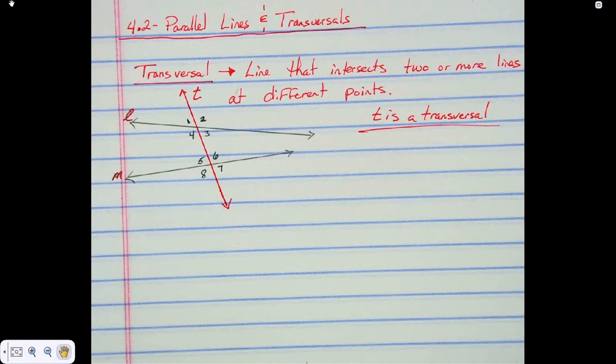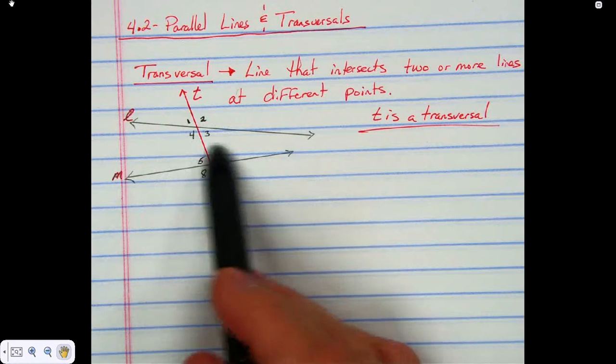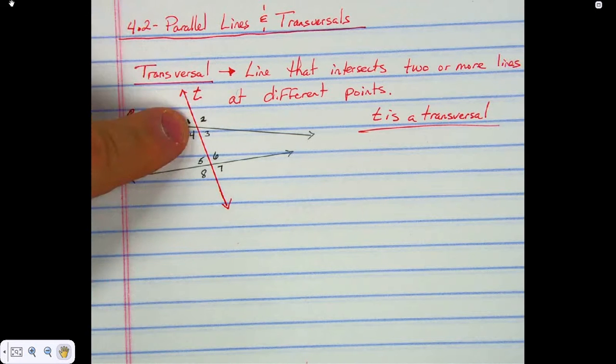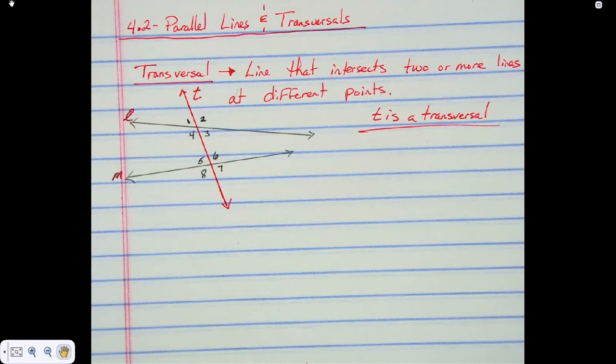What this section is about is how these angles relate to these angles. The two groups of four angles. When this transversal intersects here, there are four angles created. When it intersects here, there are four angles created. Okay? Make sure and label those angles.